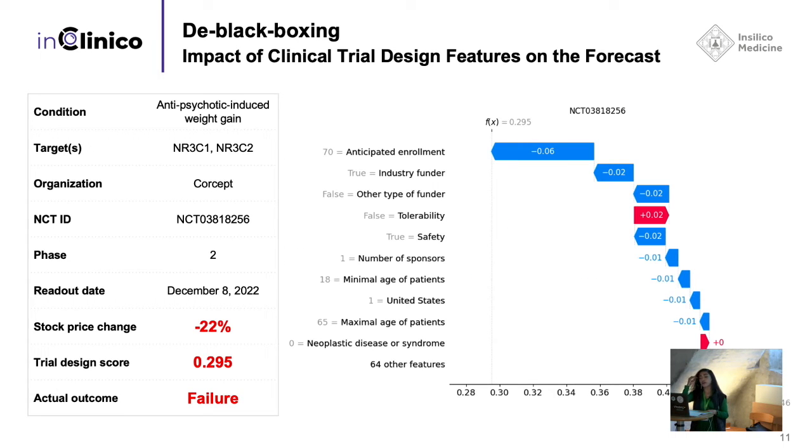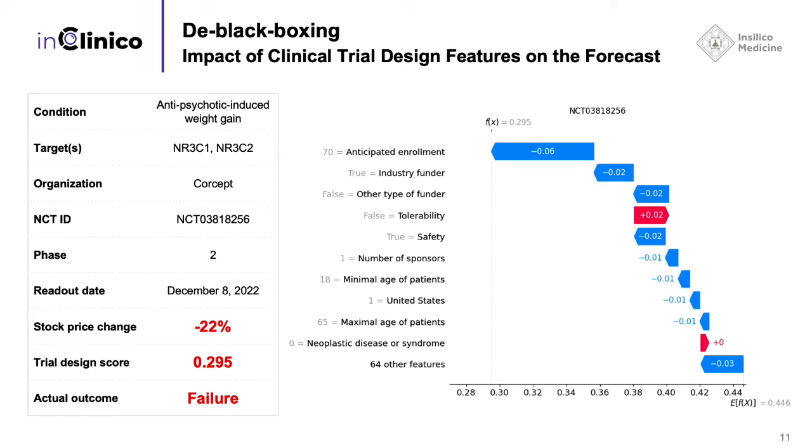And here is what I'm talking about, the black boxing, the impact of clinical trial design features on the forecast. For example, you can see here the trial design score is 0.295, and we actually break it down score by score. You can see in the first row, the anticipated enrollment for the clinical trial was 70 patients, and the system deemed that quite negatively. That's why it made minus 0.06. It breaks down really well, which answers why it's 0.295.